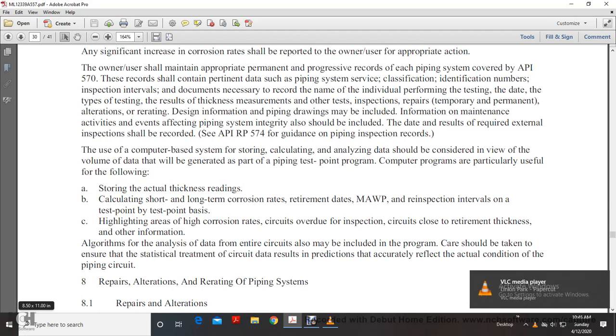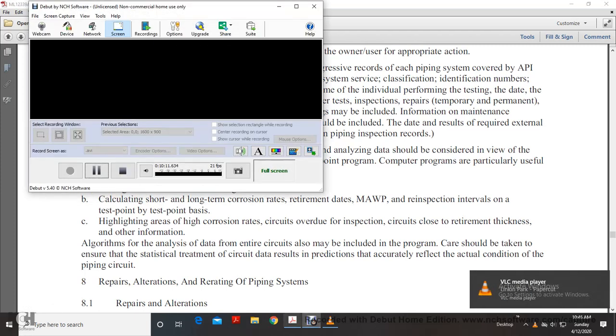Chapter 8, repairs, alteration, and re-rating of piping systems. Testing.